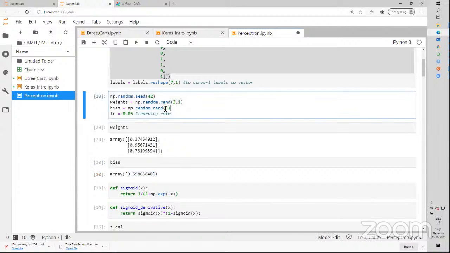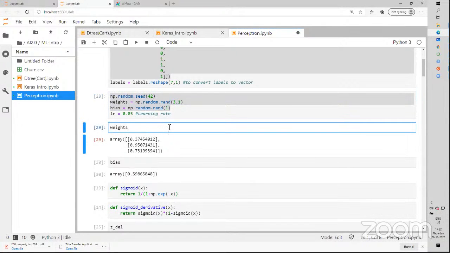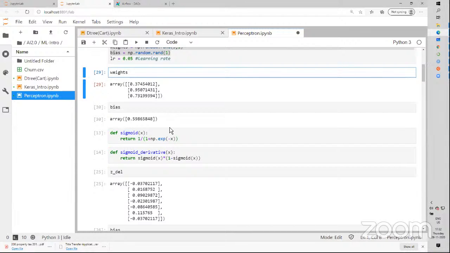Random initialization is the best way of doing it, so that we do not have any sort of bias in the weights initialization. Most of the time it is going to be a random initialization. So our weights are ready.